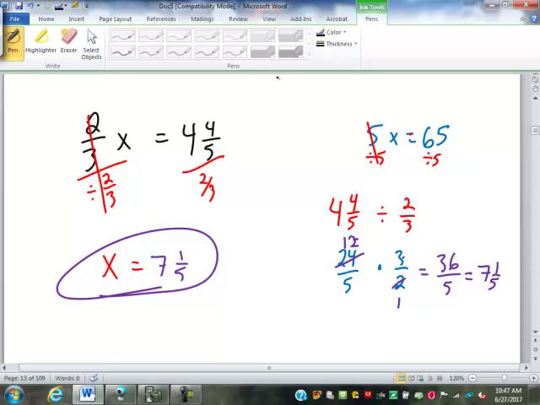As always, we could double check it. We could punch in our calculators, is 2/3 times 7 and 1/5? Does that come out to be 4 and 4/5? And if you punch it in, it will.